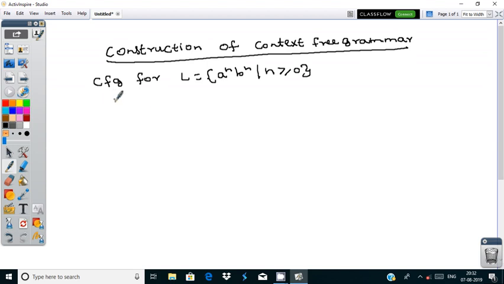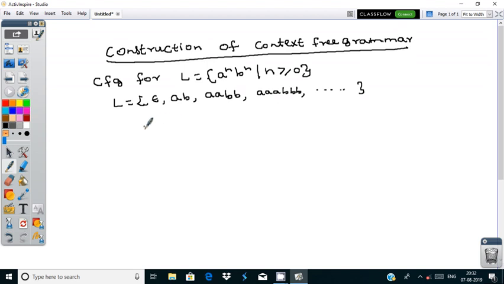When n is 0, the first answer is epsilon, and when n is 1, you will get ab. When n is 2, you will get aabb, and when n is 3, you will have triple a's and triple b's. This continues in this fashion. Now we have to construct a grammar for this. That means we have to generate epsilon, and there should be a possibility of generating ab, aabb, and so on.